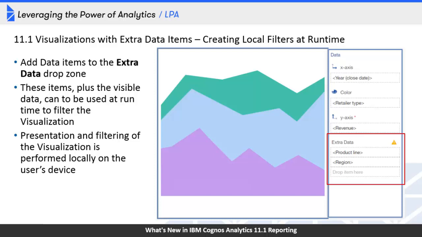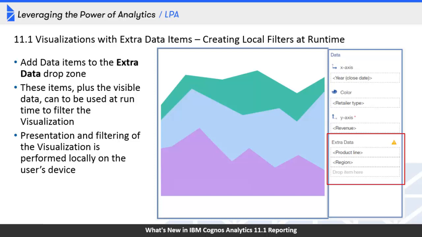Now, if I were just to run a report with those three drop zones filled in, I would get an area chart, just a normal area chart that I would expect. And because, let's say, I'm running in the interactive mode of reports, when I click on the chart, I can filter by year, I can filter by retailer type, I can even filter by revenue, the visible data. What extra data does is that it gives me a drop zone where I can add additional data to filter on when the report is run.